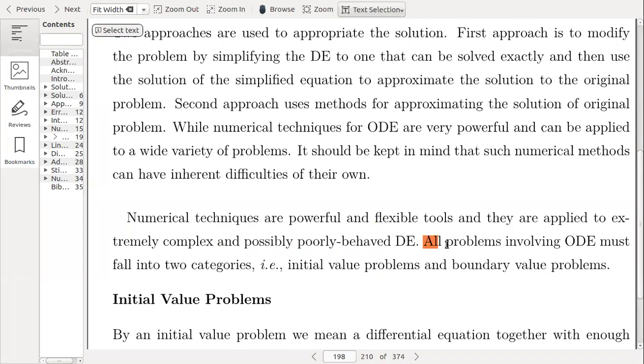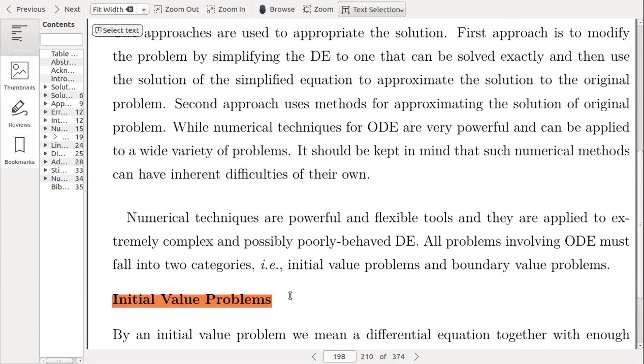All problems involving ordinary differential equations must fall into two categories. We can say researchers and scientists divided ordinary differential equations into two main categories. What are these two categories? One is the initial value problems and the other is the boundary value problems.